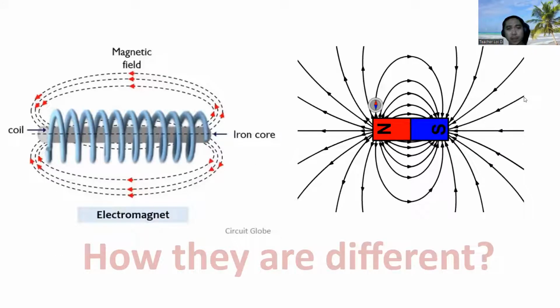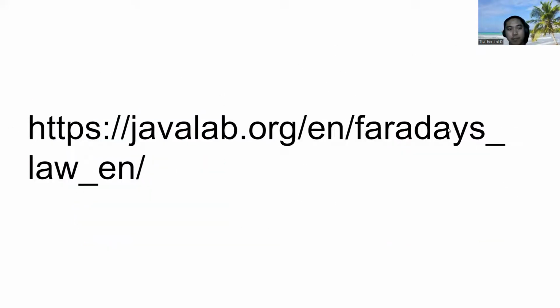So how they are different? Do they have the same function or purpose? Okay, same lang naman yung function nila. Pero once na walang electric current dito sa electromagnet, hindi siya mag-work. Unlike dito sa magnet na ito, kahit walang electricity, nag-work siya. So let us navigate this one.